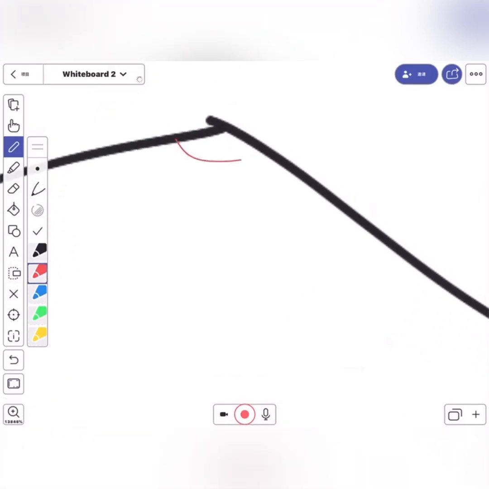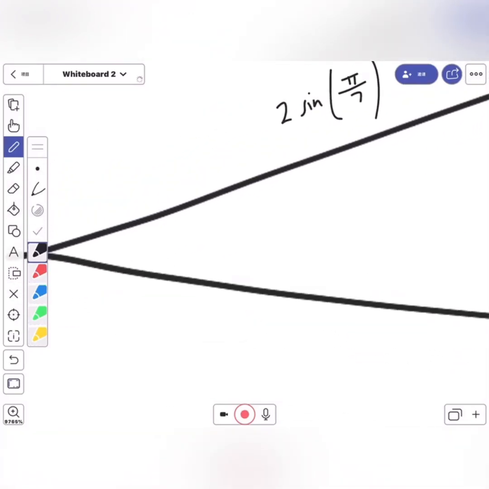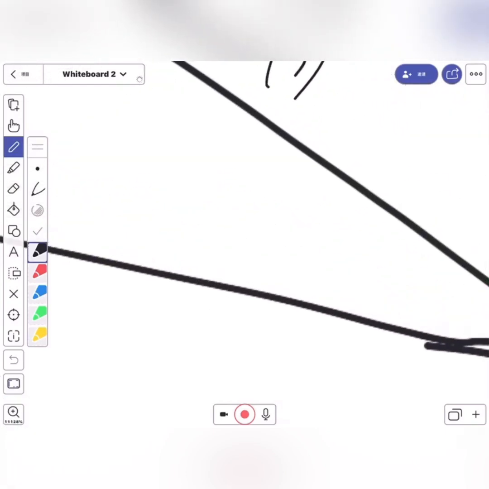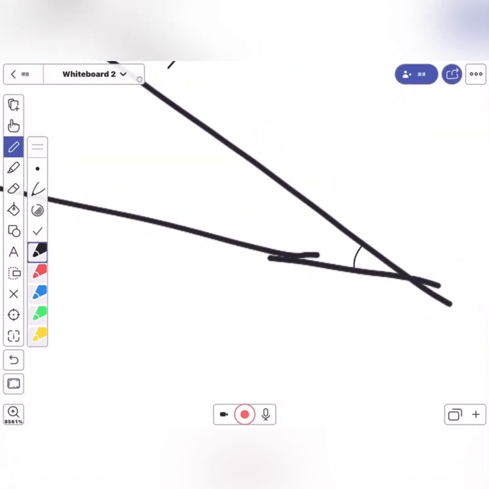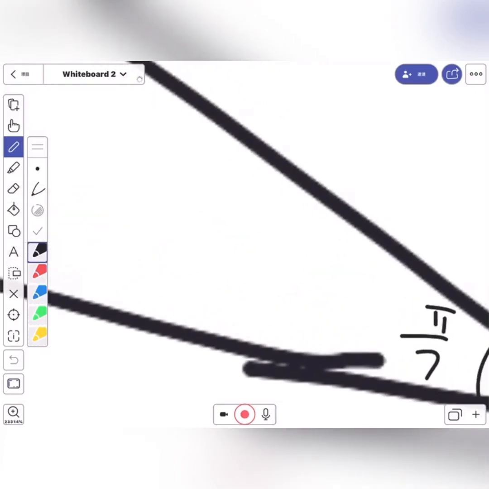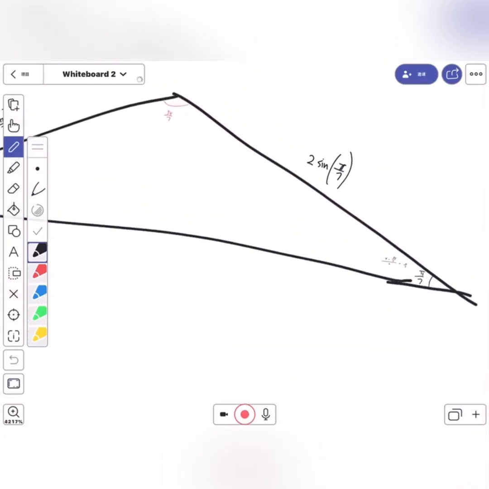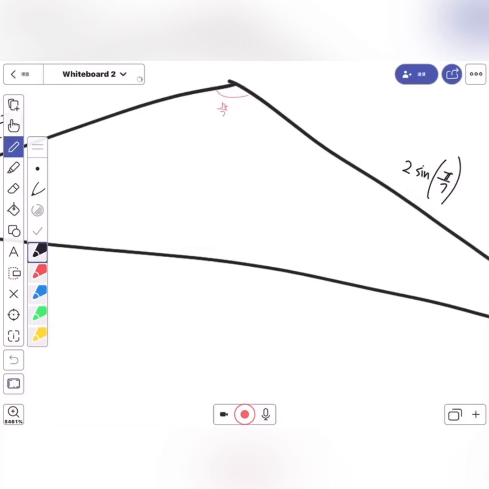So this angle is actually 5 pi over 7, and these two angles are simply pi over 7 and pi over 7. Well, these just come from pi minus 5 pi over 7, and since these two are equal, divide by 2 gives us pi over 7. So now we're just gonna do another law of sines.